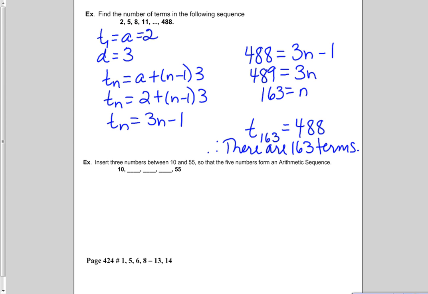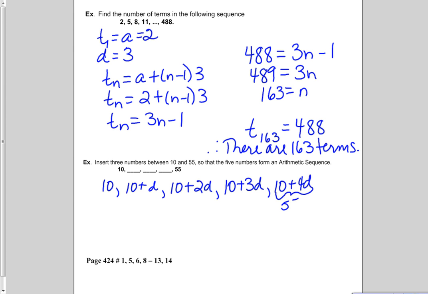Insert 3 numbers between 10 and 55 so that each successive term is increased by a common difference of d and fit in between evenly from 10 to 55. Well, we know we're going to have 10, and 10 plus the common difference, and 10 plus 2 of the common difference, and 10 plus 3 of the common difference, and 10 plus 4 of the common difference, which happens to be 55. So I can use that last relationship to figure out what that common difference is.